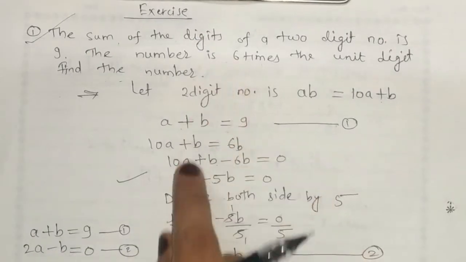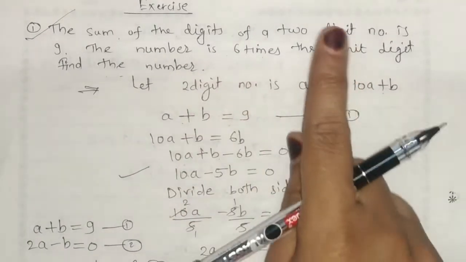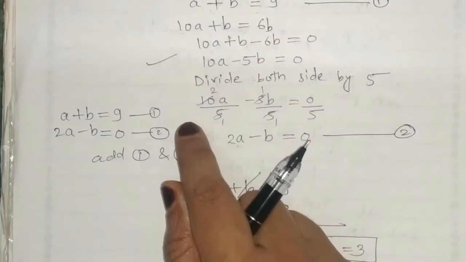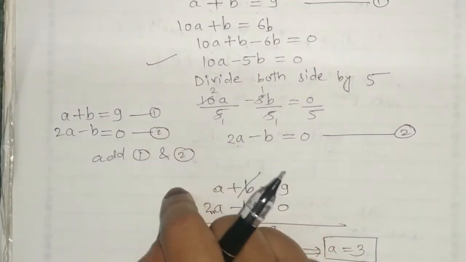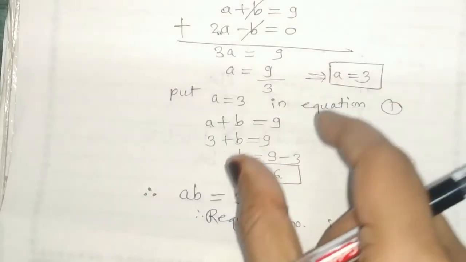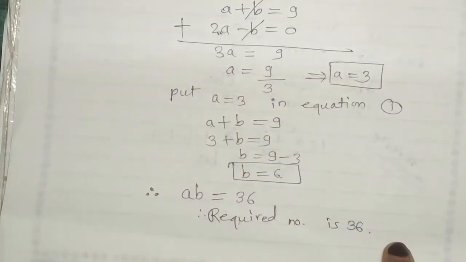So first of all, what we have done, we have made equations according to the given conditions. After getting two equations, we will choose either to divide, subtract or add. Then we get any one variable, then we keep that variable's value in the other equation, and then we get both the digits.